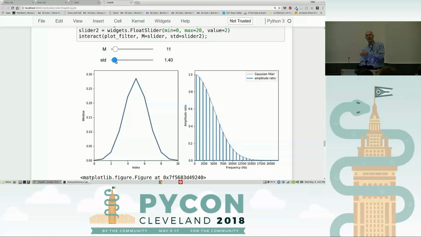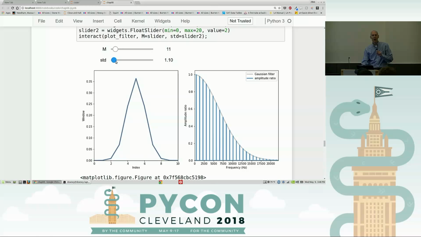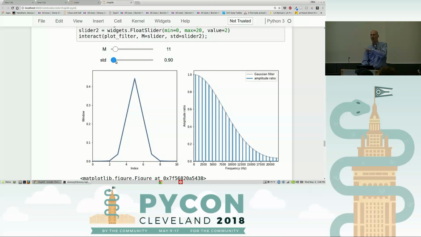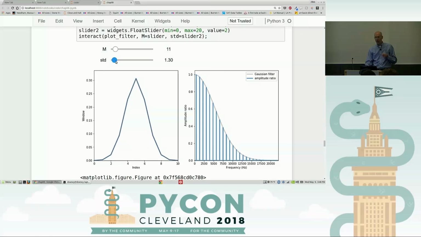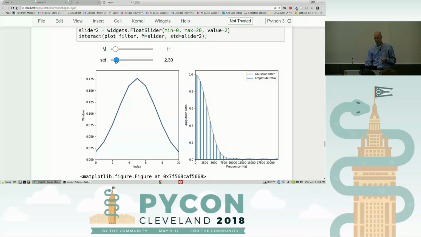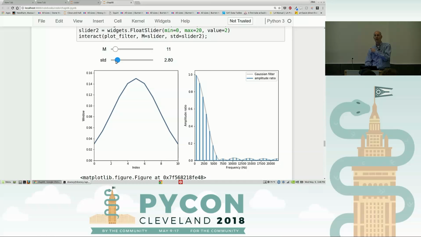So as I make standard deviation go down, the window on the left is getting narrower, and the cutoff frequency on the right is shifting off to the right. Eventually, I get down to the point where my standard deviation is really small, which means my window is really small, which means I'm not doing any smoothing, which means that my filter is basically doing nothing. Okay. Go the other direction, start cranking up the standard deviation. The window is getting wider, which means that I'm adding up more elements, which means that I'm doing more smoothing, which corresponds in the frequency domain to a lower cutoff.